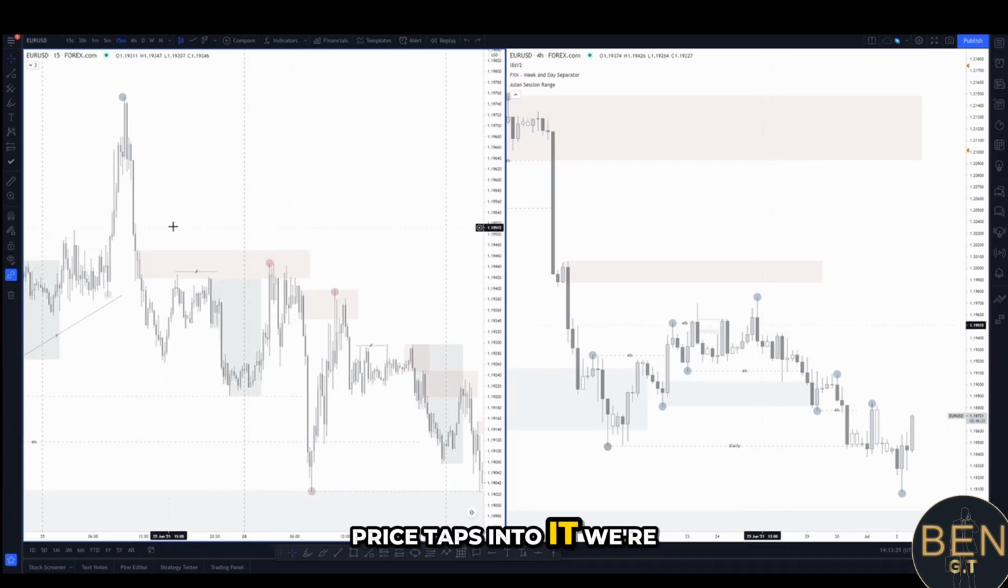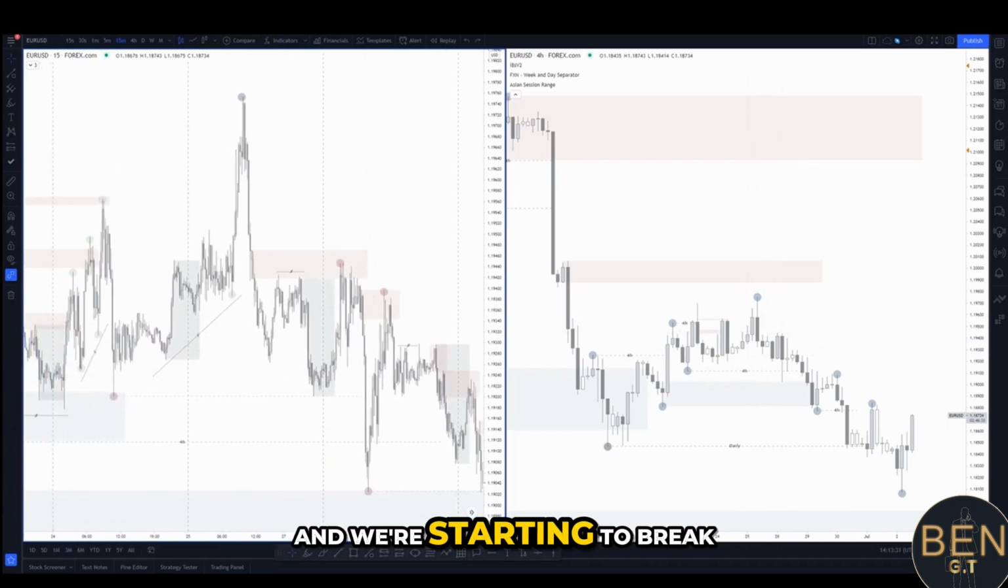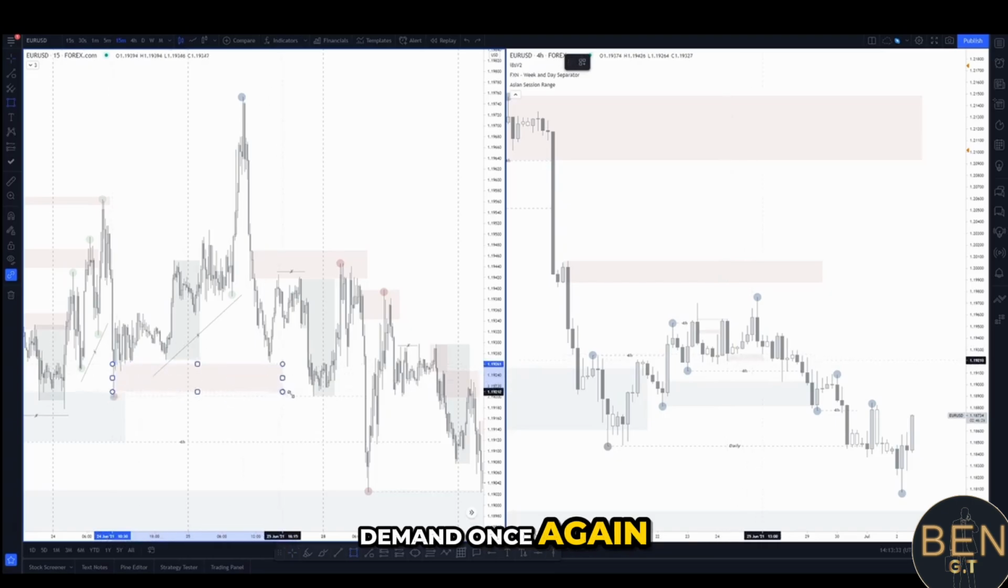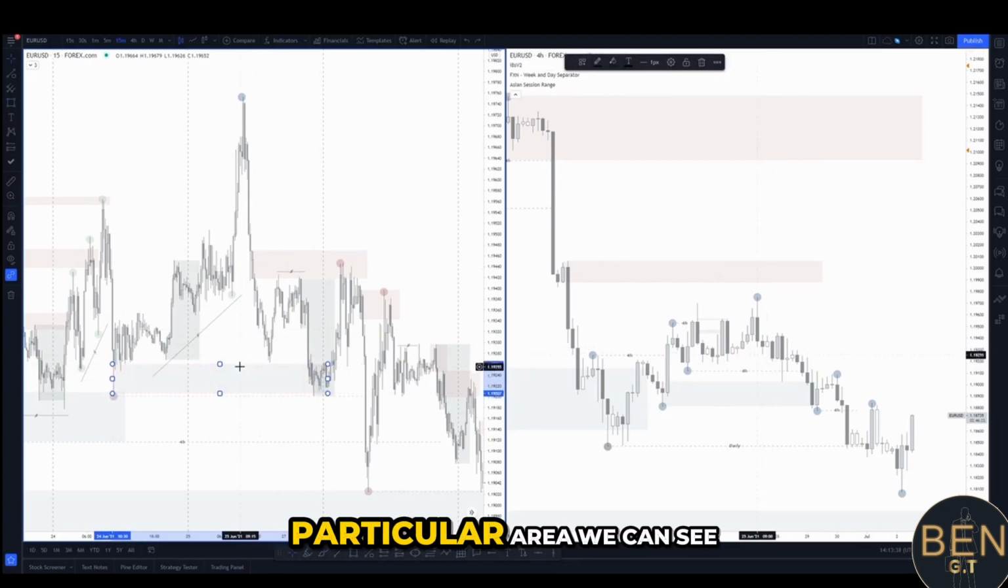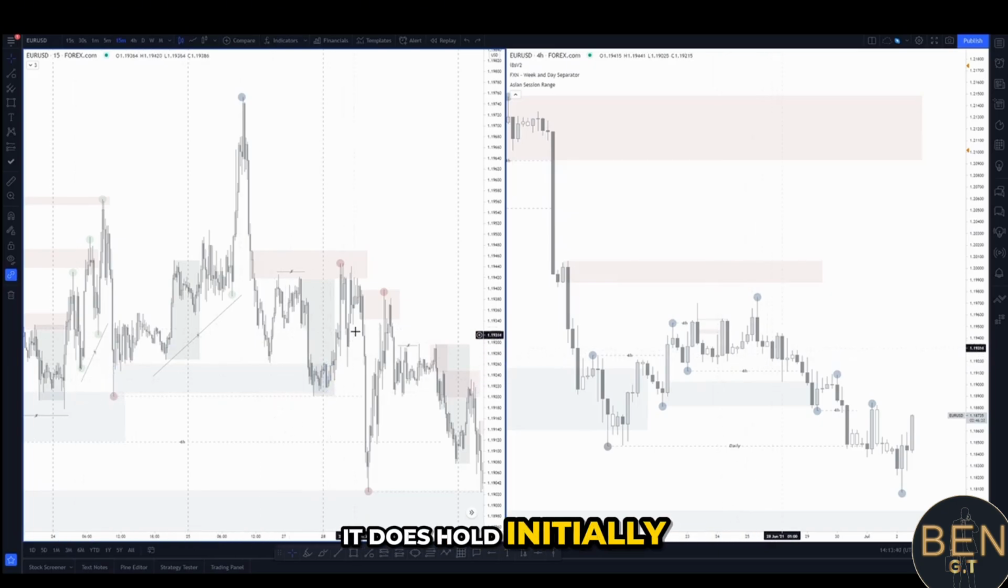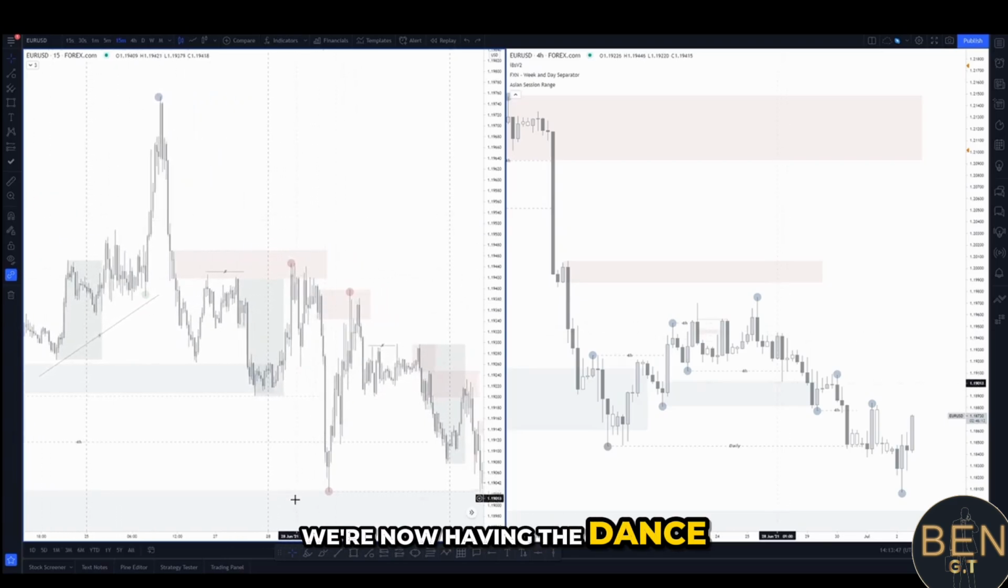Price taps into it. We're respecting supply, and we're starting to break demand once again. We can draw a demand zone in this particular area. We can see it does hold initially. We get a reaction. We tap into supply. We respect demand. We're now having the dance of supply and demand.